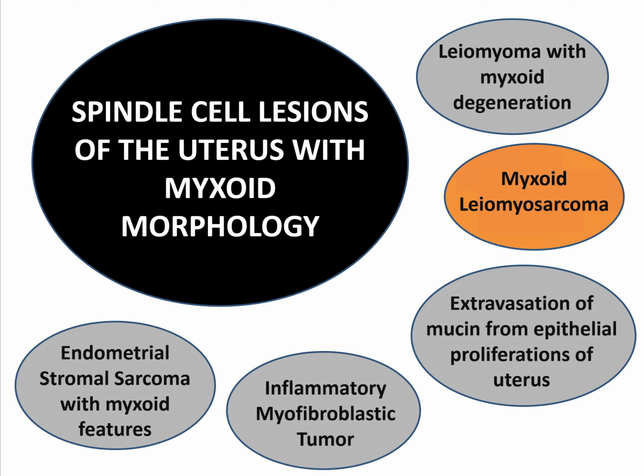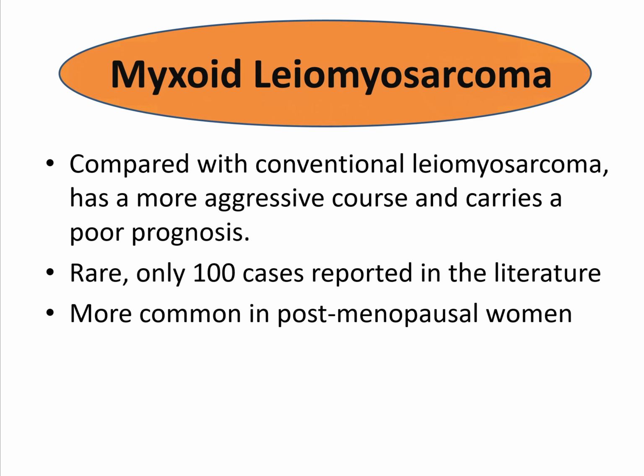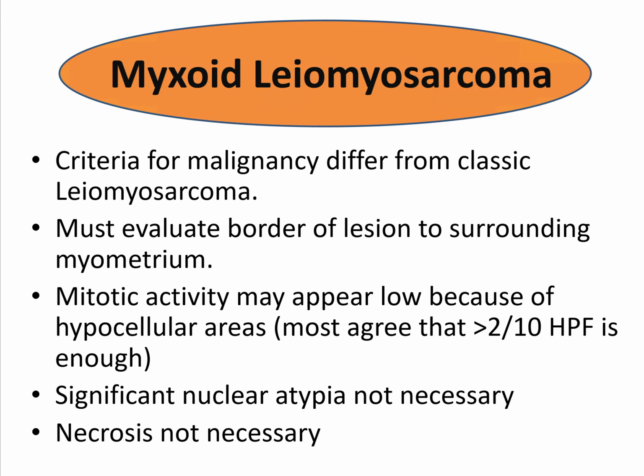So we'll start with the myxoid leiomyosarcoma. This is, compared with conventional leiomyosarcoma, more aggressive and carries a poorer prognosis. It is extremely rare, only having been described about 100 times in the literature, and like conventional leiomyosarcoma, it's more common in postmenopausal women. The criteria that we think of for leiomyosarcoma, any aficionado of gynecologic pathology runs through these in your head. Like I said before, nuclear atypia, tumor or coagulative-like necrosis, and mitotic activity. Those are not the same for myxoid leiomyosarcoma.